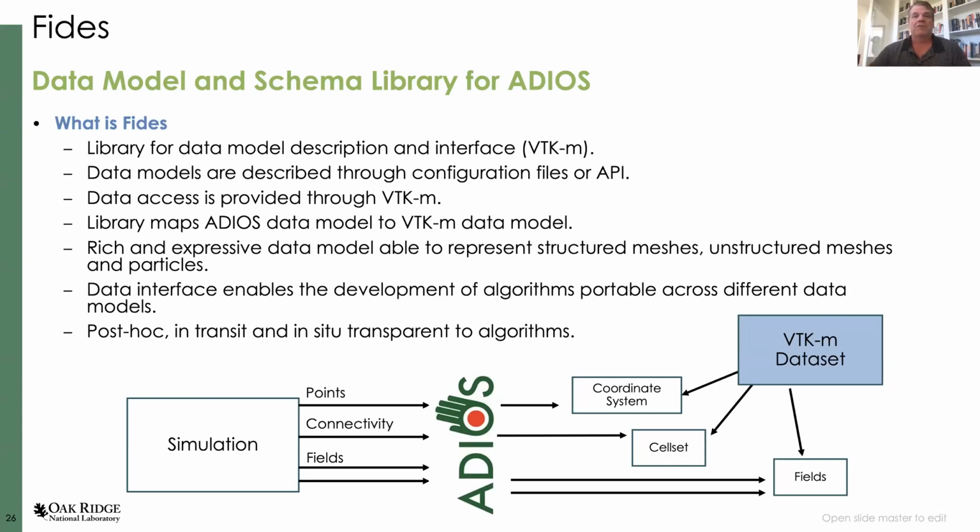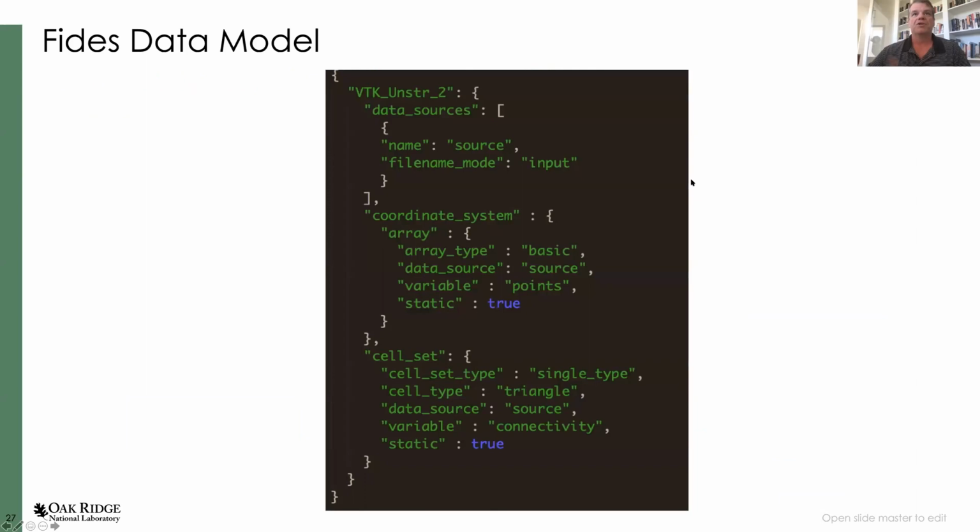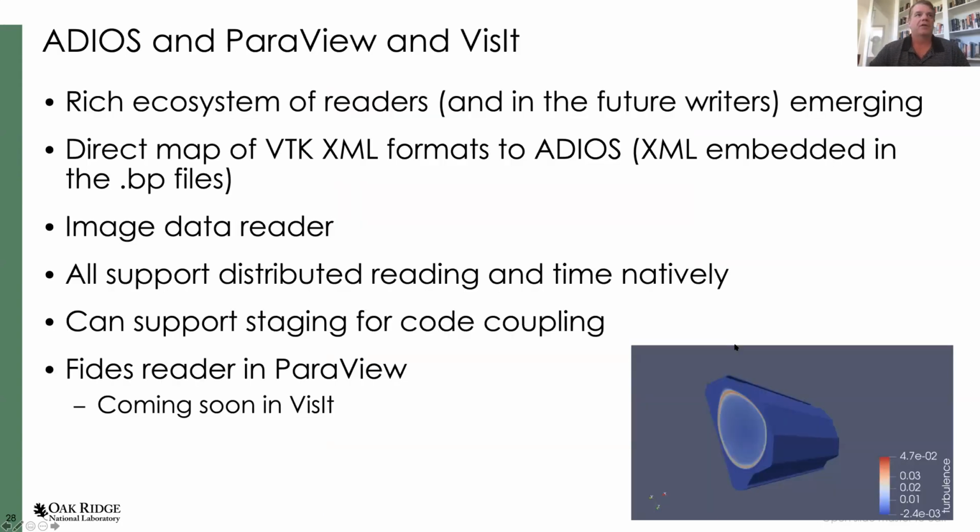So in this way, services can understand what they're getting, because there's this schema to describe how to interpret the underlying data. I mentioned earlier, this is a simple JSON file that describes an unstructured mesh. I've got a coordinate system and the points are in this variable called points, and the connectivity is a set of triangles, and they're located in the variable called connectivity. I'm sorry, this is how you describe a cell set. It's a triangle, and the variable connectivity has the connectivity of the nodes.